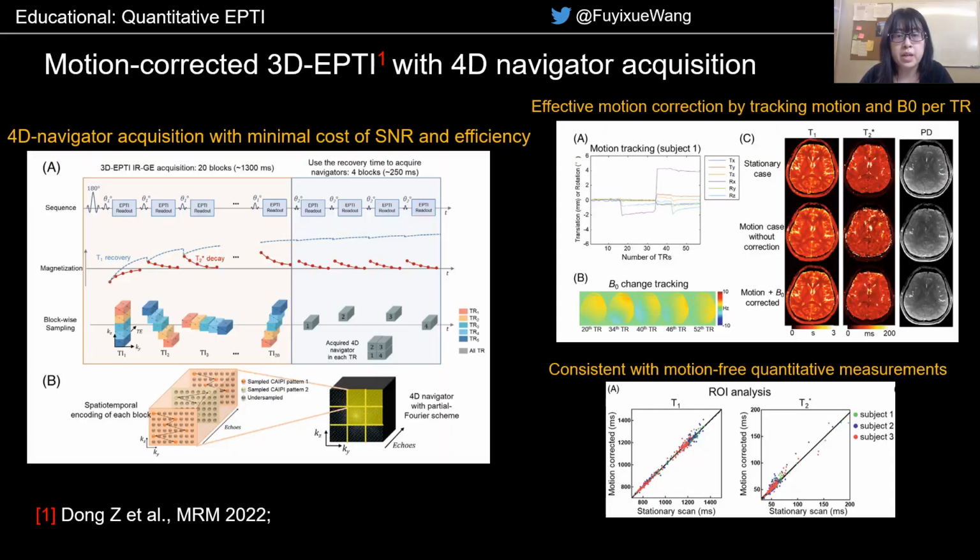While 3D EPTI achieves significantly reduced scan time and therefore higher motion robustness, we want to further increase this motion robustness and correct for motion for each TR. So a 3D EPTI with 4D navigator acquisition was developed, and the navigator was acquired with minimal cost of SNR and efficiency of the overall acquisition. It can effectively correct for motion by tracking the motion and the B0 change for each TR, and achieves good image quality and consistent values compared with the motion-free reference.